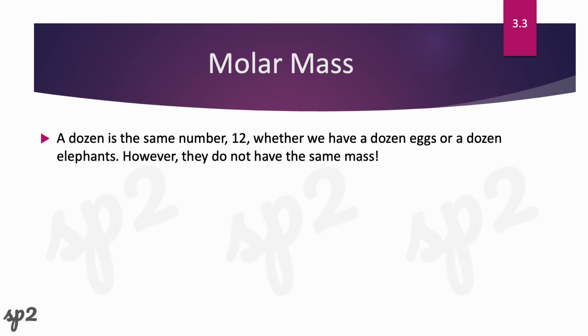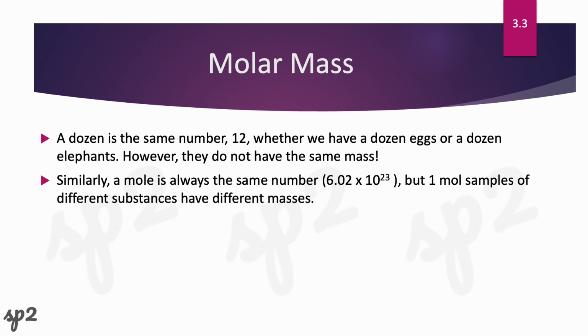Okay, if that makes sense, now we're going to be looking at the molar mass. Remember we said a dozen is always the same number, which is 12. I can say I have a dozen eggs or a dozen elephants, but we know they are not going to have the same mass. Similarly, a mole is always the same number, 6.02 times 10 to the 23. But if I have 1 mole of different substances, they are going to have different masses.